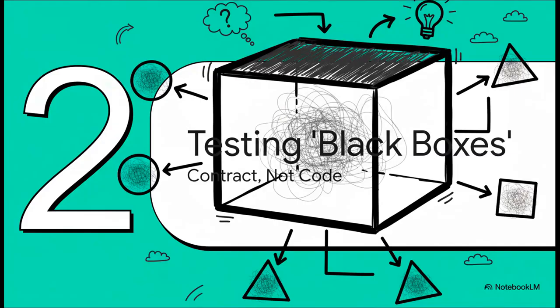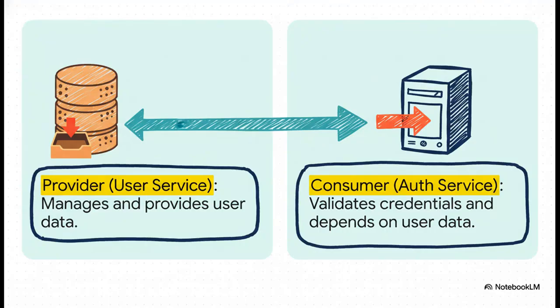Now, here's where it gets really cool, especially for us QA folks. You don't actually need to be a developer to do this. You don't need to see a single line of code inside these services. All you need to care about is the contract, what each one promises to do on the outside. In our little story, it's pretty simple. The user service, our DMV, is the provider. It's handing out the data. And the auth service, our police officer, is the consumer. It needs that data to do its job. It's a one-way street. The dependency just flows from the provider to the consumer.